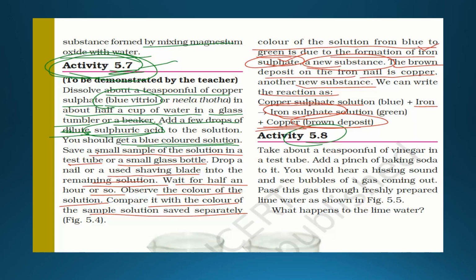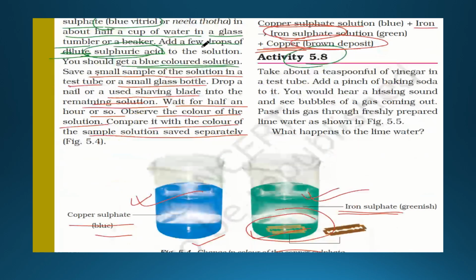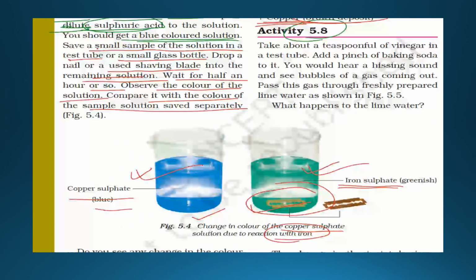This also should be demonstrated by the teacher because you are a 7th standard kid, you can't handle dilute sulfuric acid solution or these chemicals on your own. So you should tell your teacher to take you to the lab and you should do these experiments in the lab itself, right? Now there is another activity, activity 5.8.